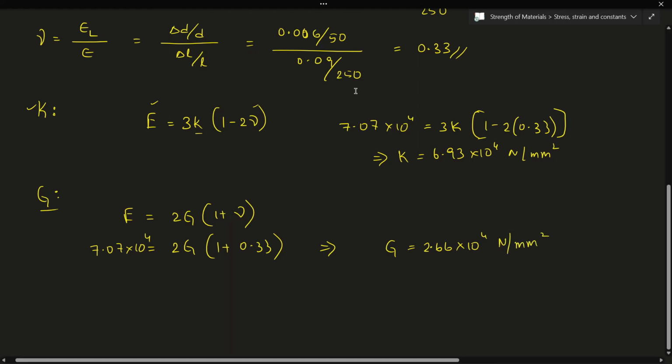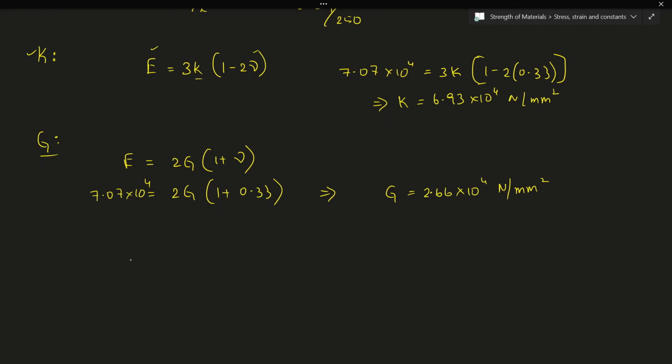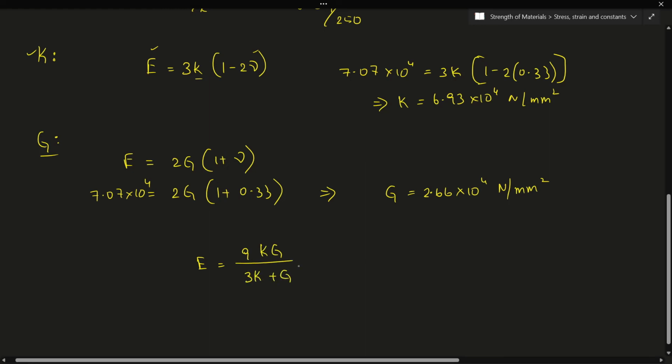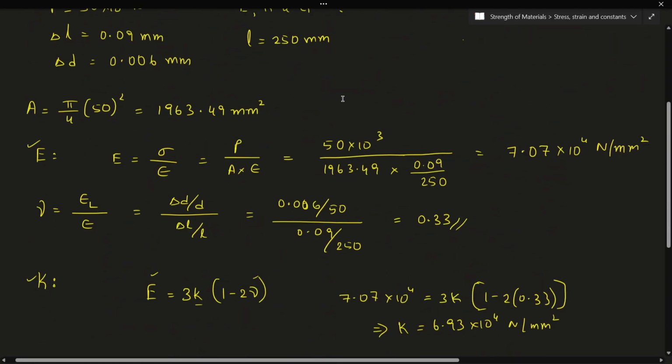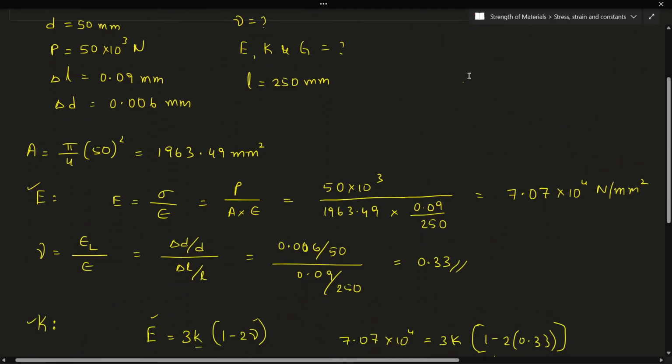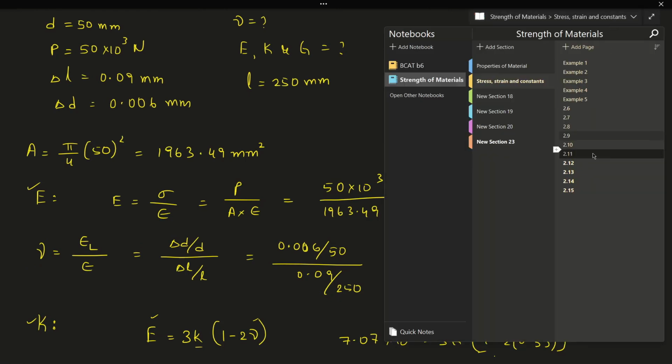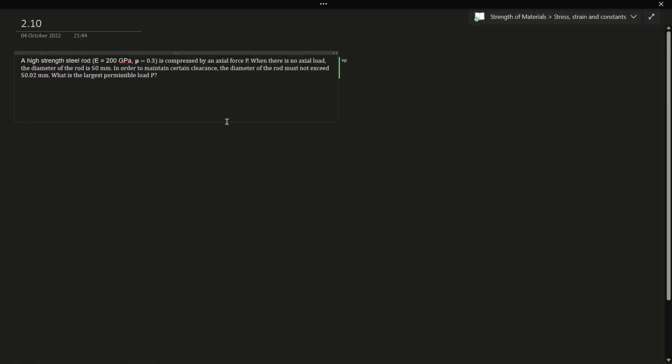Okay, and there is one more formula which relates all the three constants, which is given as E is equal to 9K into G divided by 3K plus G. So these are the three formulas which we rigorously use while solving problems of this type. Okay, so let's move on to the next question, the last question of this video.